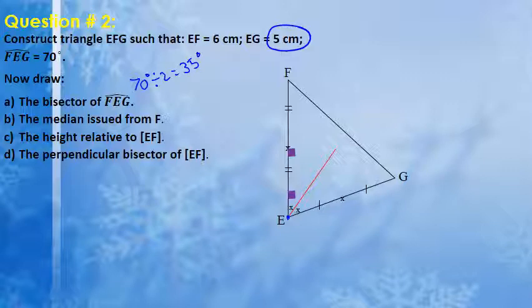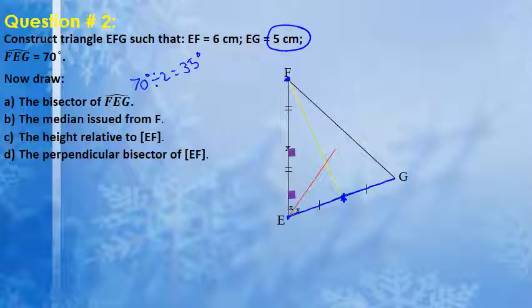The median issued from F. If I wanted to draw the median issued from F, I should know the opposite side to F. The opposite side to F is EG. So before I draw the median, I should know the midpoint of EG. With the long ruler, we measure EG, which is 5 centimeter, and we divide the measure by 2. So we assign the midpoint at the 2.5. Then we bring the long ruler and we join the midpoint with the vertex, which is F, and we get the median.